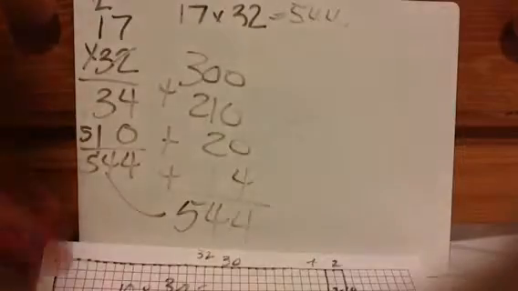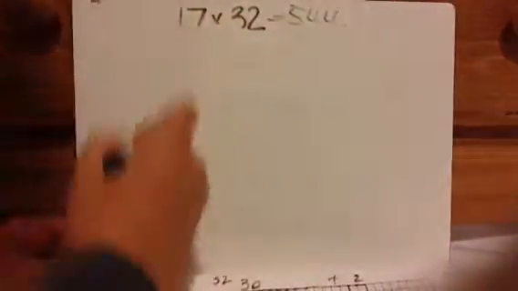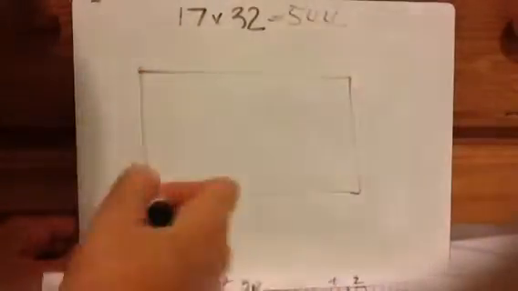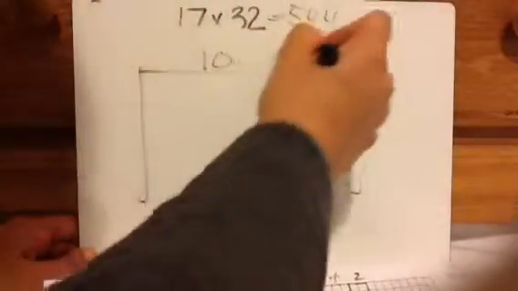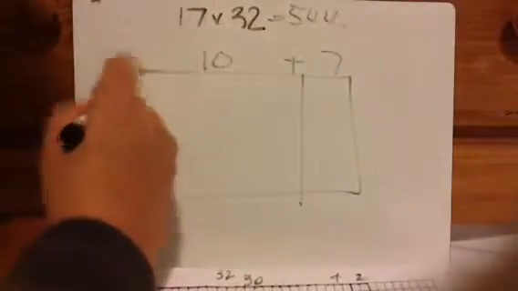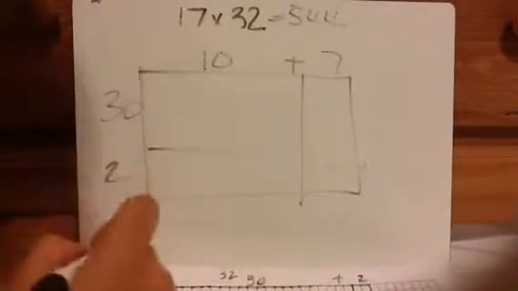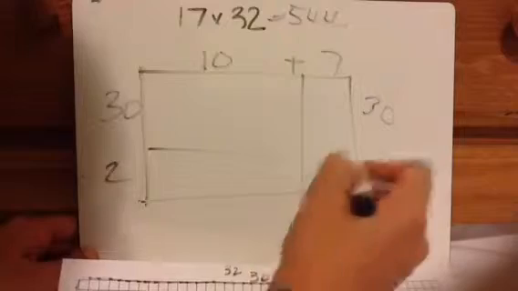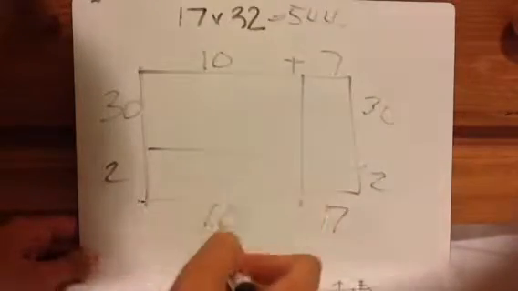Okay, and then last step, I'm going to do the partial products. And you know what? Just to help, I'm going to do it the opposite way. I'm going to do 10 plus 7 up here. And I'm going to do 30 plus 2 over here. I'm going to fill in all the opposite sides.